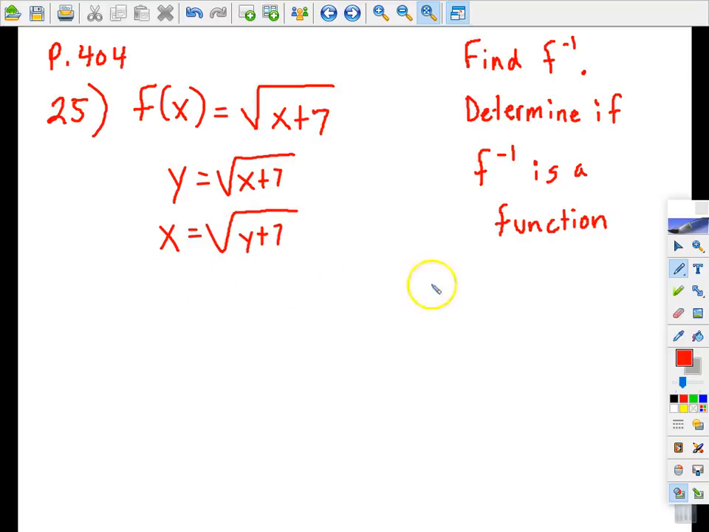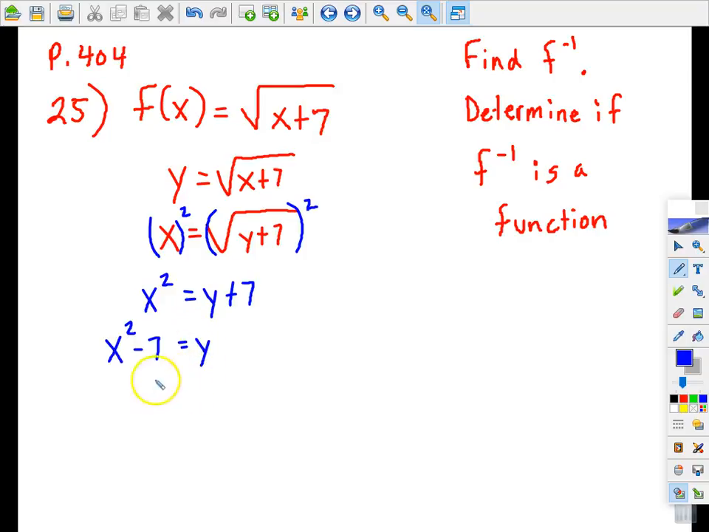Okay. Now we're going to raise both sides to the second power. Okay, and now to solve for y, it's pretty simple. We just subtract 7 from both sides. And this represents our inverse, which would be better shown as this.